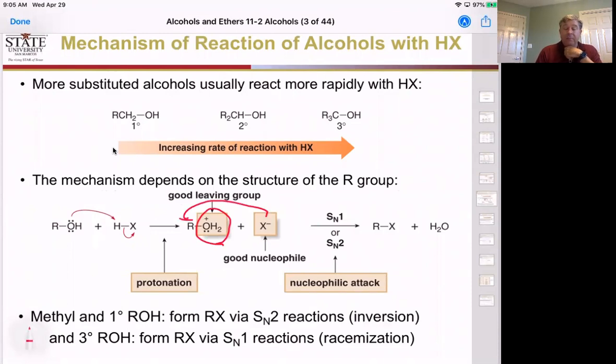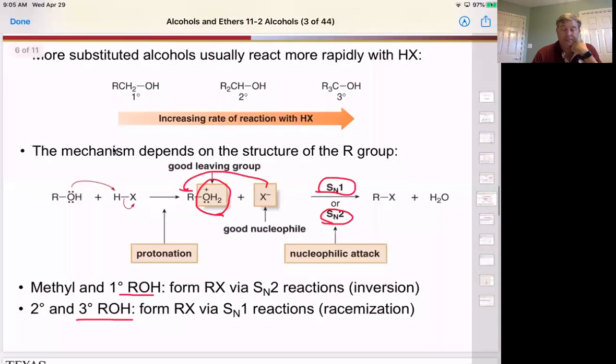In the case of primaries and methyls, we go through an SN2 reaction, and therefore we get inversion of stereocenters. In the case of tertiaries and secondaries, we go through an SN1 mechanism, i.e. carbocation. Therefore, we get racemization of that stereocenter. So think methyl and primary as SN2 and secondary and tertiary as SN1 mechanisms, okay?